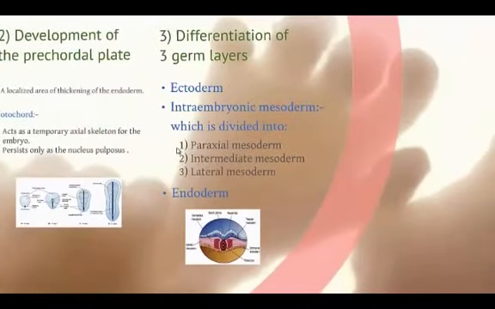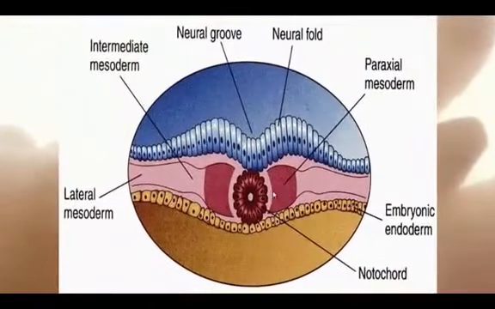Now to the differentiation of the three germ layers. We've got an ectoderm, interembryonic mesoderm, and endoderm. The interembryonic mesoderm is divided into a paraxial or medial mesoderm, intermediate or nephrogenic mesoderm, and a lateral mesoderm. This is the paraxial mesoderm, intermediate mesoderm, and lateral mesoderm. Here we can see the notochord.